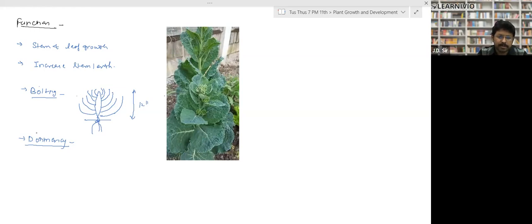Suppose I harvested wheat, and then I sow the wheat again. It will not germinate. It will keep on sleeping for a particular time period.